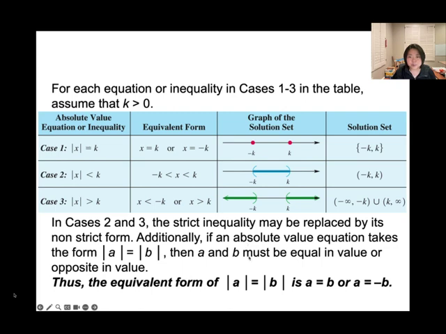Additionally, if an absolute value equation takes the form absolute value of a equal to absolute value of b, then a and b must be equal in value or opposite in value. So either both of them are positive, a equal to b, or one of them is going to be negative, a equal to negative b.